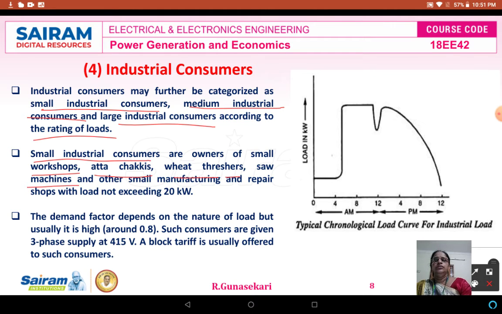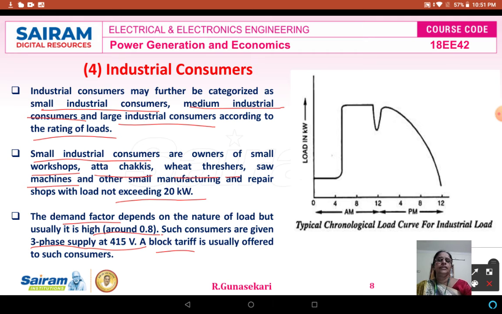The load for the small industrial consumers is not exceeding 20 kilowatt. The demand factor depends on the nature of the load, but it is usually high, around 0.8. The small industrial consumers use three-phase power supply at 415 volt. The block rate tariff is applicable for small industrial consumers.